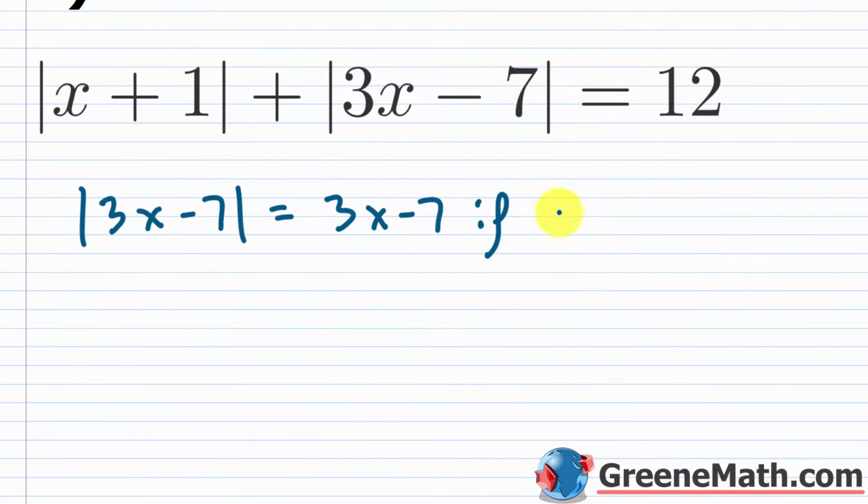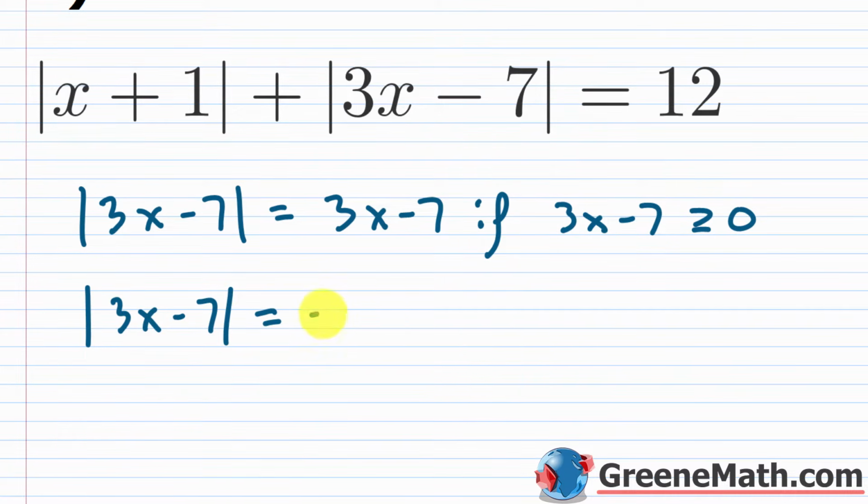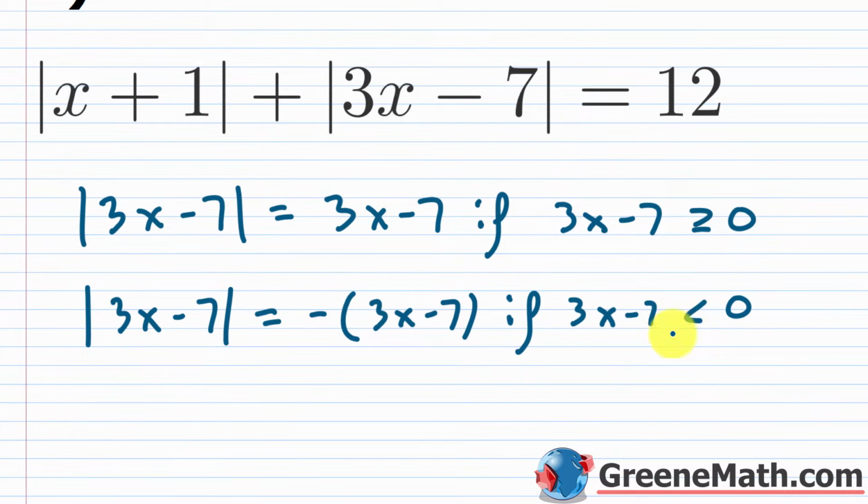So we'll say that 3x minus 7 is greater than or equal to 0. And then we'll say the absolute value of 3x minus 7 is equal to the negative of 3x minus 7. This is if, we'll say, 3x minus 7 is less than 0. So for this one, you would add 7 to both sides. Let me just do this on both of these at the same time. And then you would divide both sides by 3.